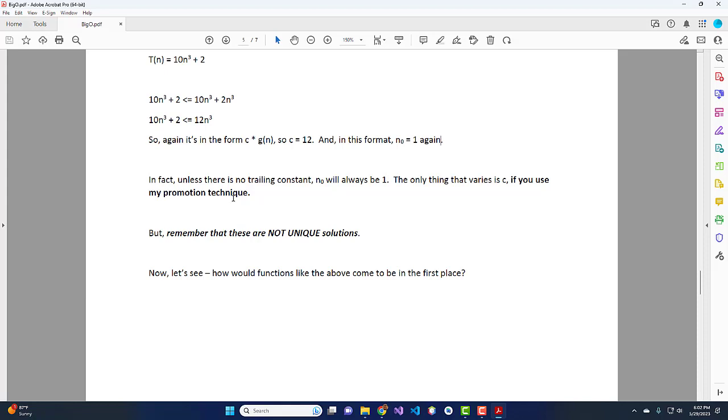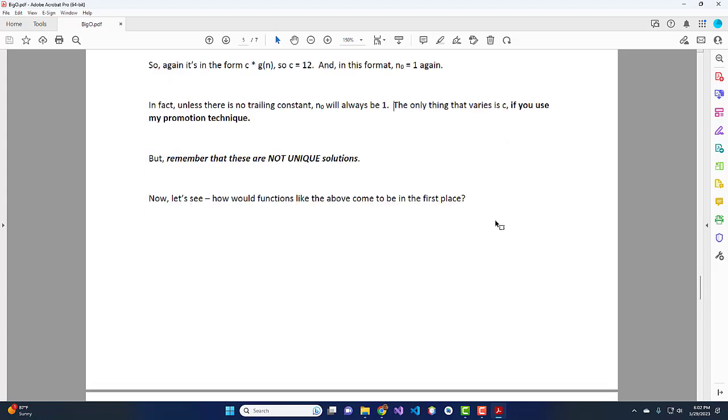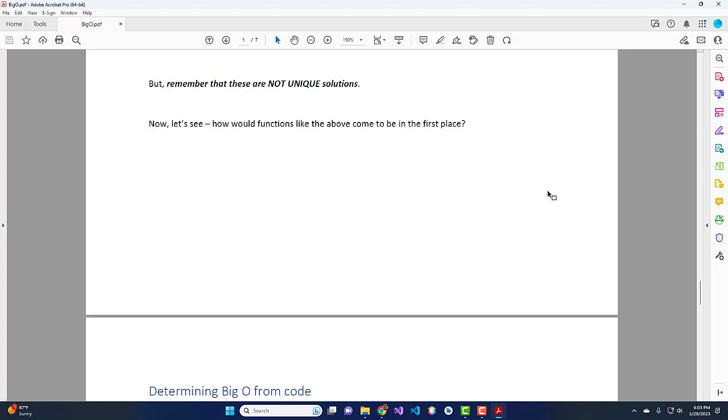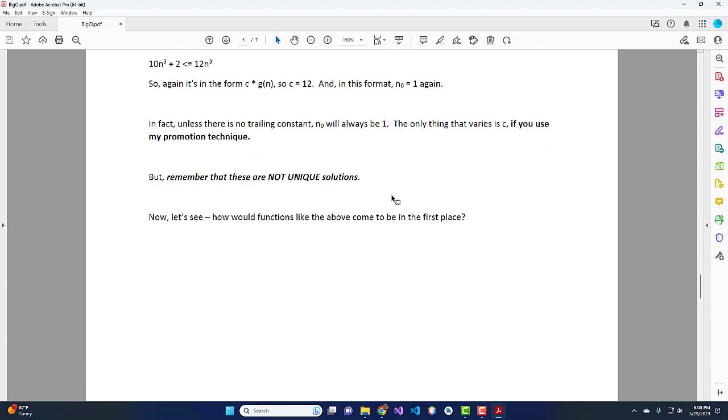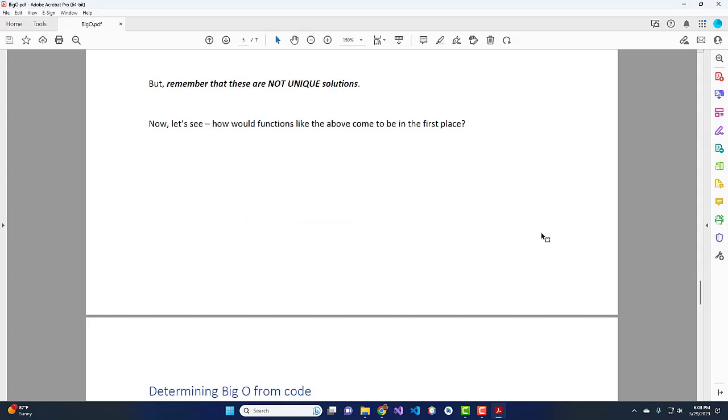So if there's a trailing constant, your n sub naught is pretty much guaranteed to be 1. But remember, these are not unique solutions. The next thing that you should know is how would functions like the above come to be in the first place?